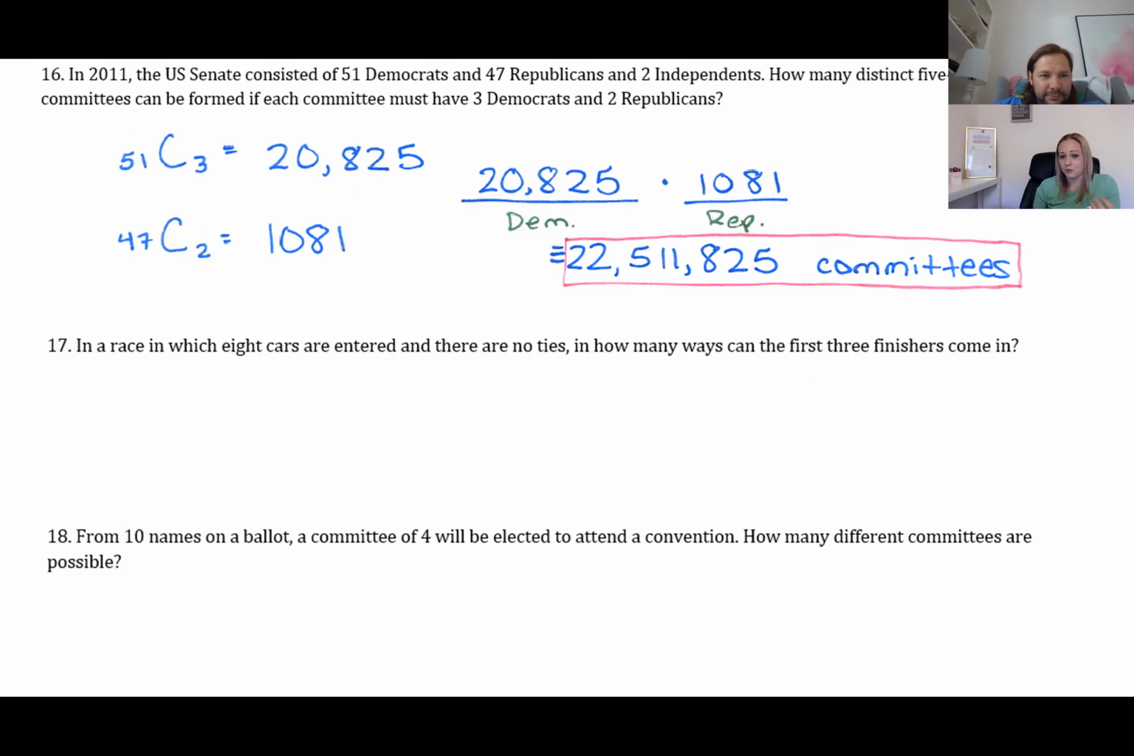Each one of those committees of Democrats can be paired with each one of the committees of Republicans. So you've got 20,825 choices for the Democratic committees, and we're going to multiply that with the 1,081 different committees that you can make from the Republicans. That's like the soup and salad thing again, only now it's Democrats and Republicans. So you multiply those values together and you get 22,511,825 committees.